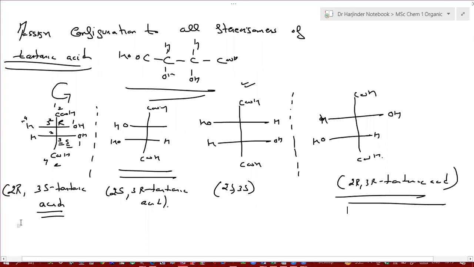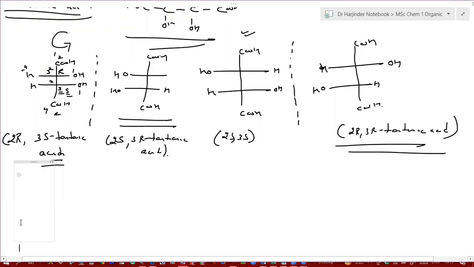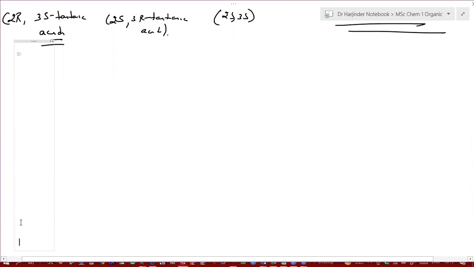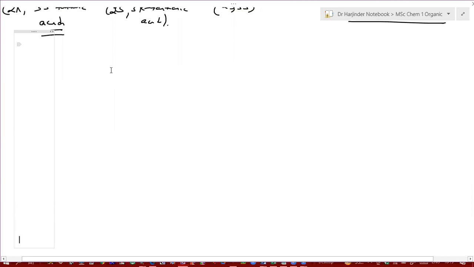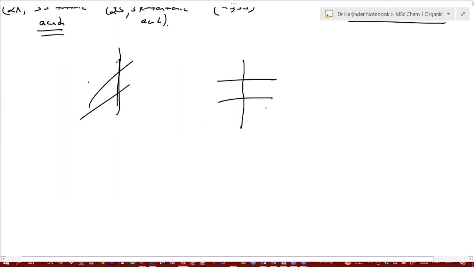Okay, so now let's move to one other example. Suppose you have a molecule with three chiral carbons. Here you have a carboxylic acid, and here also a carboxylic acid, with hydrogen, OH, hydrogen, OH, and OH, hydrogen.